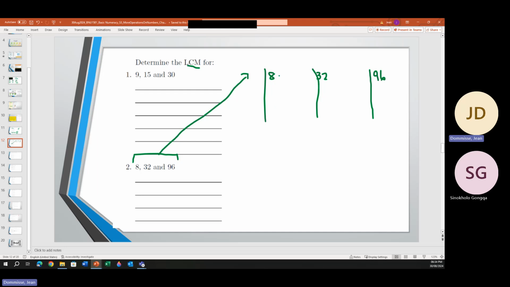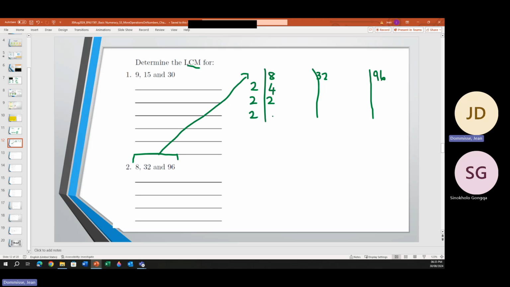So for 8, let's start with the smallest. 2 goes into 8 4 times. 2 goes into 4 2 times. And then 2 goes into 2 1 time. So this one is 2 times 2 times 2. Okay, so if we need to get the factors of 8, that is the factors of 8.